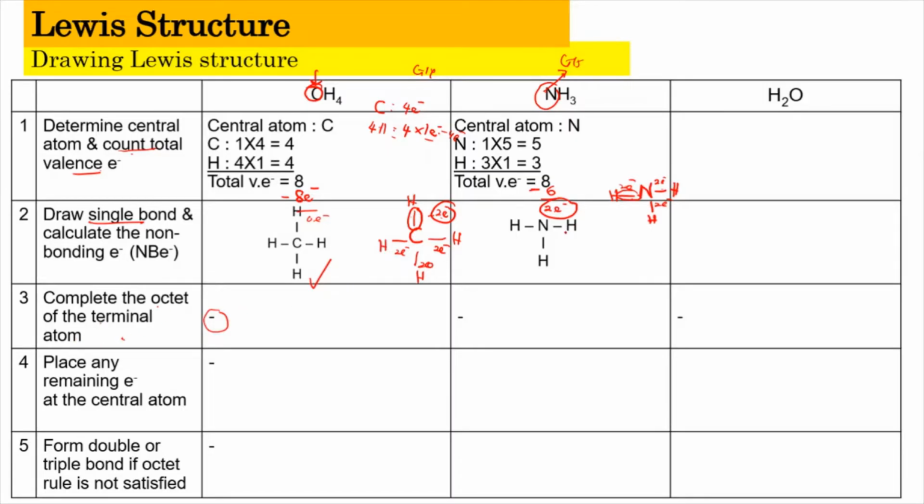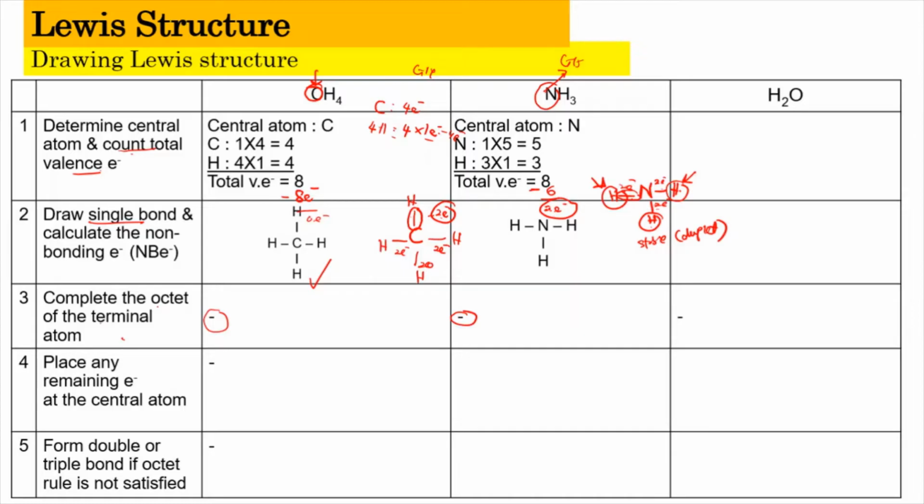But as you can see, our terminal atoms are hydrogen, hydrogen, and hydrogen, and hydrogen is already stable because it has received 2 electrons, which is a duplet electron arrangement. The same goes for this one, and this one. Each hydrogen gets 2 electrons, so they are stable. So we don't have to complete the octet of the terminal atoms, and we can skip this step.